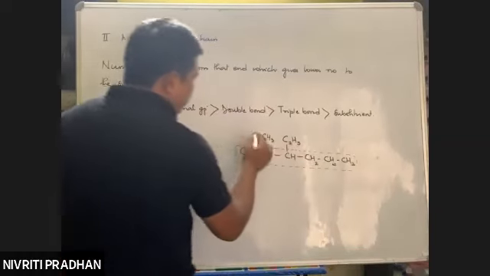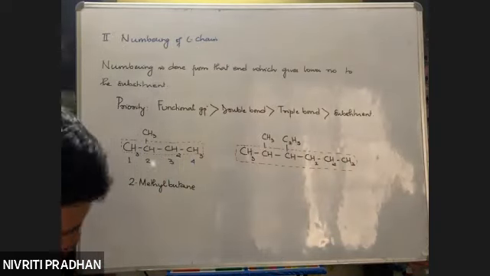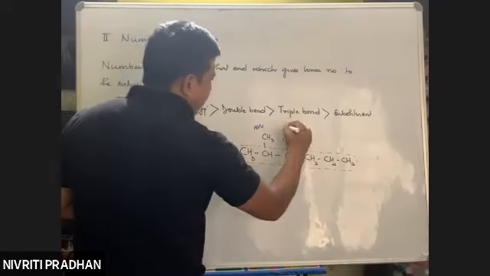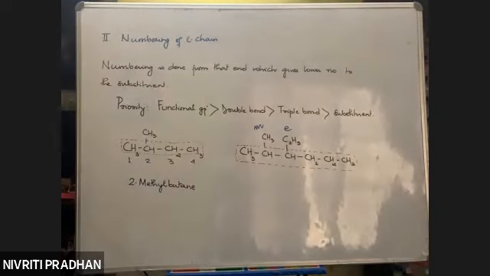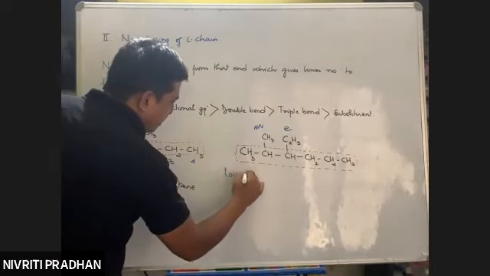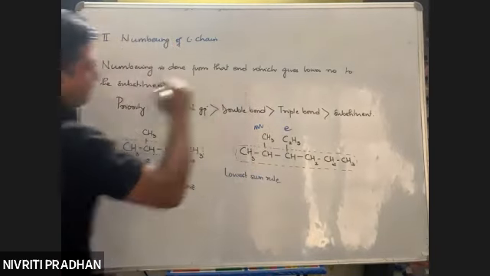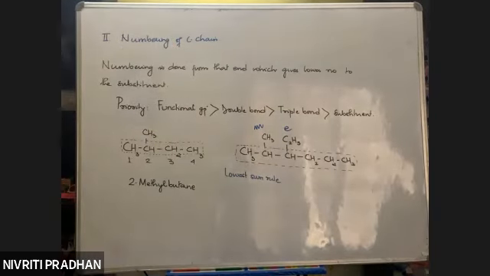What are the substituents? The name of the substituent CH3 is methyl, not methane. This C2H5 is ethyl. Okay, now we must apply a rule which is known as the lowest sum rule. Okay, so it's very simple.